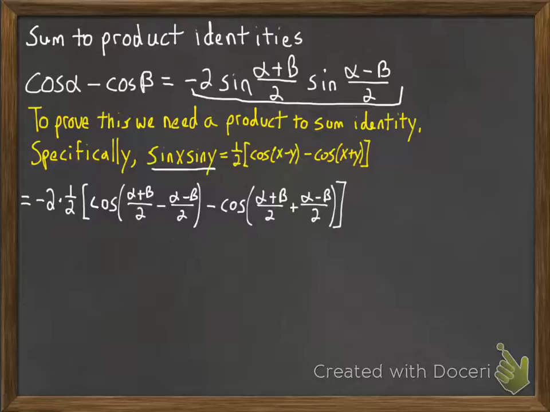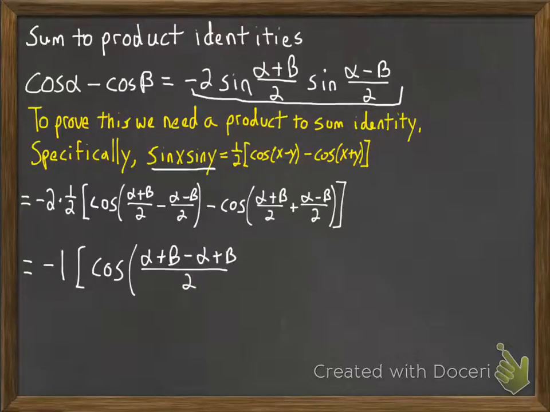Now we take -2 times 1/2, which is just -1, and in both of these cases I have a common denominator. In the first one I have to distribute the negative sign through, so I have alpha plus beta, then minus alpha, and then minus a negative beta becomes plus beta. That'll all be over my common denominator of 2, and likewise in the other one I'll have alpha plus beta plus alpha minus beta, all over 2.